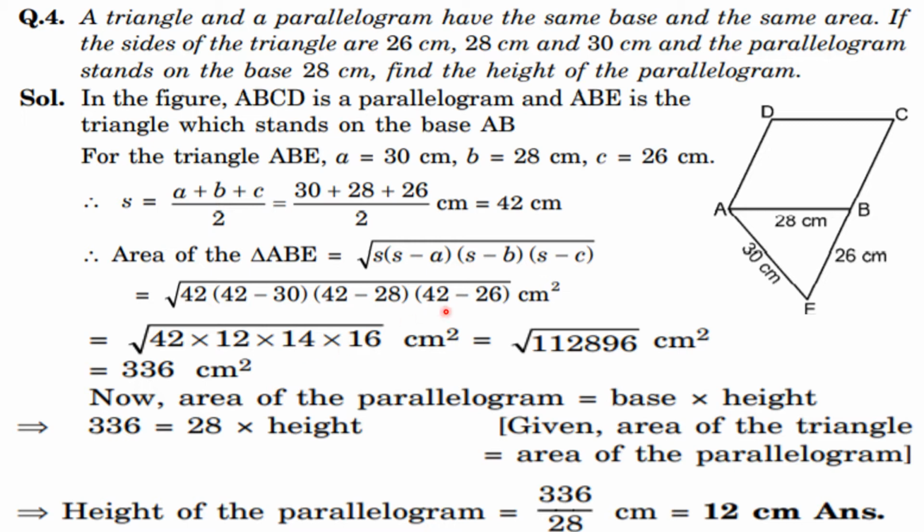Right, into 42 minus 26. What is the value of 42 minus 26? Yes, 16. So we write into 16. Understood this 16, my children? Centimeter square. Understood this step, my children? Right, that is equal to, if you multiply all these four numbers, we get 112896 centimeters square.